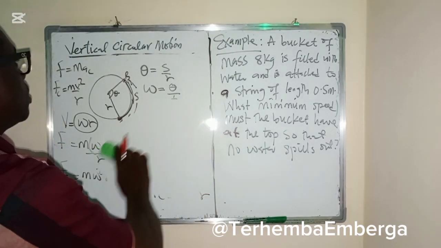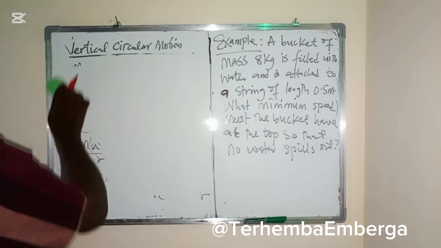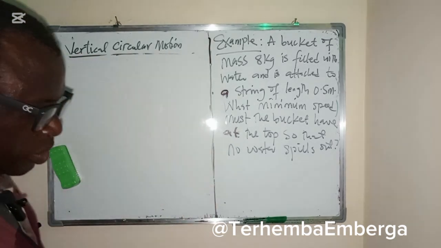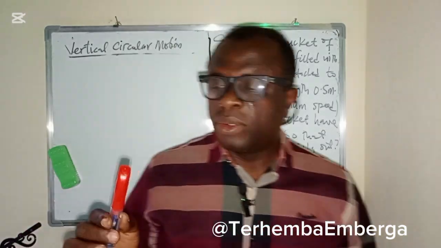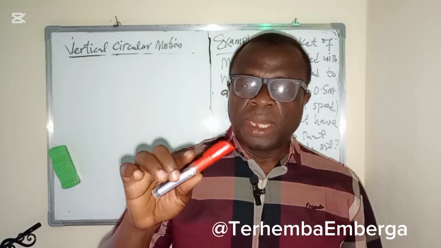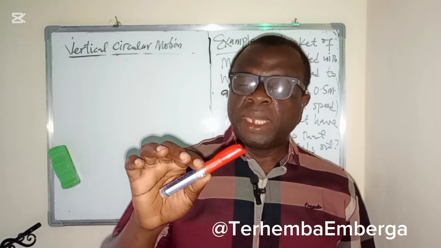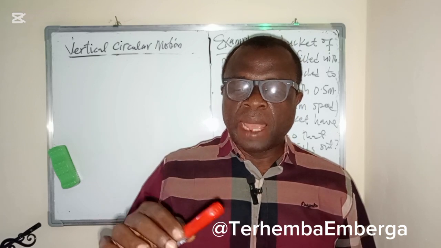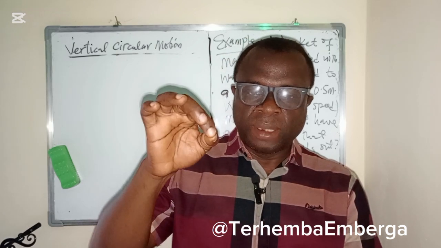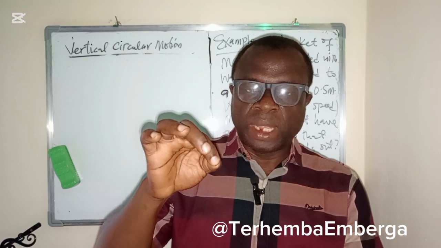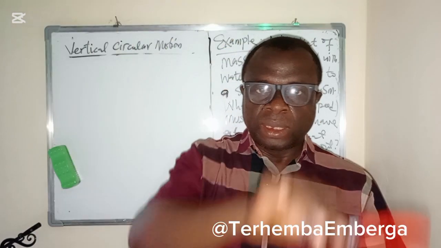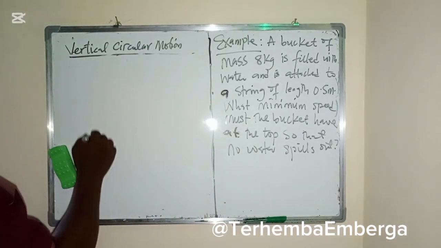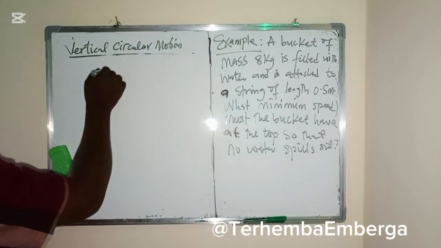We are discussing vertical circular motion. What do we mean by vertical circular motion? Assuming you have an object like this, it has weight, and by the time you tie this to an inextensible string and wheel it, it is performing vertical circular motion. Something like this.